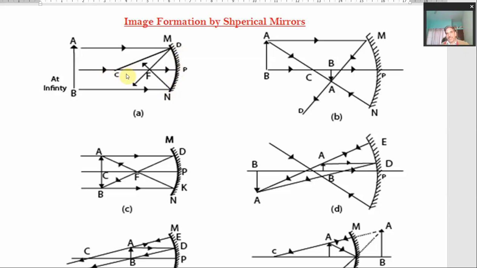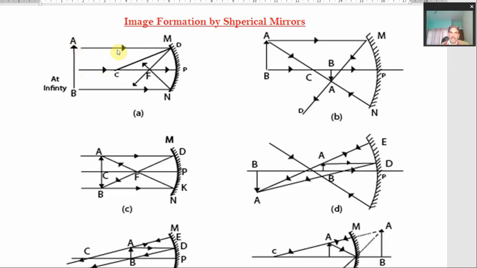So the very first case we take is that the object is lying at infinite distance. If the object lies at a very far off point, the light rays coming from that object are more or less nearly parallel to the principal axis of this mirror. So all the light rays coming from this object placed at infinite distance will come parallel to the principal axis, or parallel to each other.